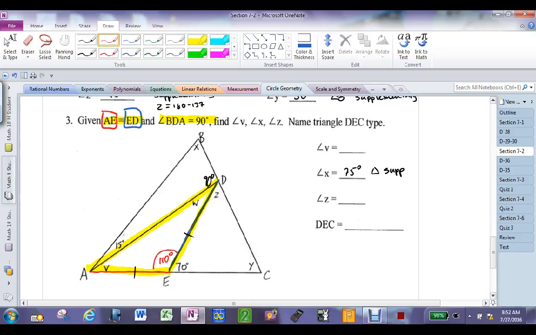Whole triangle is 180. There's 110 of it. What's left over? 70. What do I got to do with that 70? Split it in half. So V is 35.